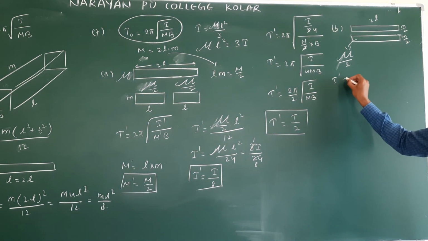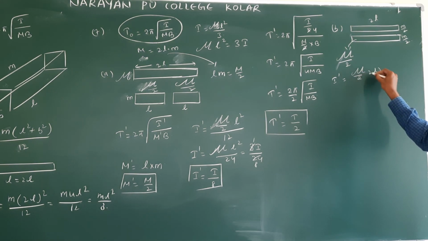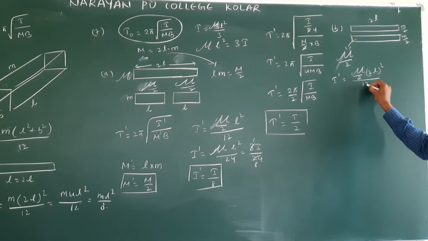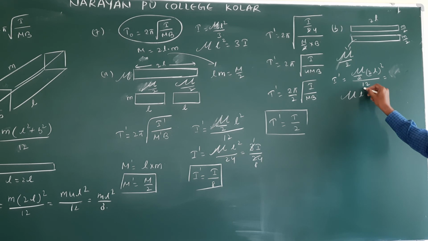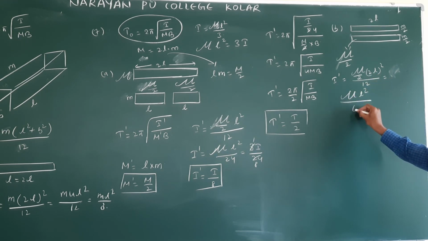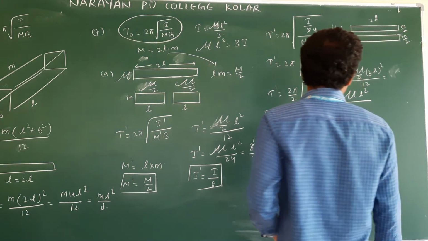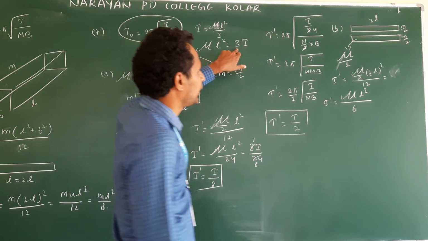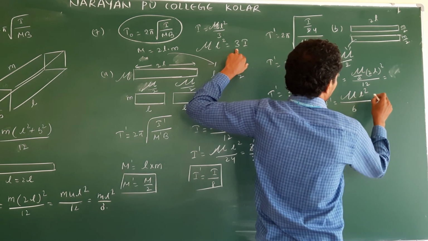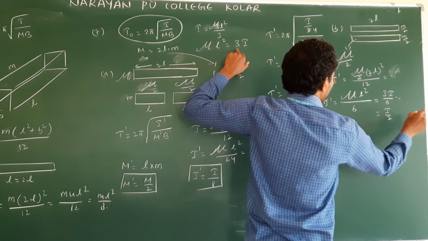I dash. I dash is equal to what? The mass of each piece, length remains same. So M by 2 L square by, what is that? 12. Then this will be, I'll write here, M L square by, this is 6. Clear? I dash. Then how do we write this in terms of I, where we have M L square is equal to what? 3I. So this is 3I by 6. This will become I by 2.